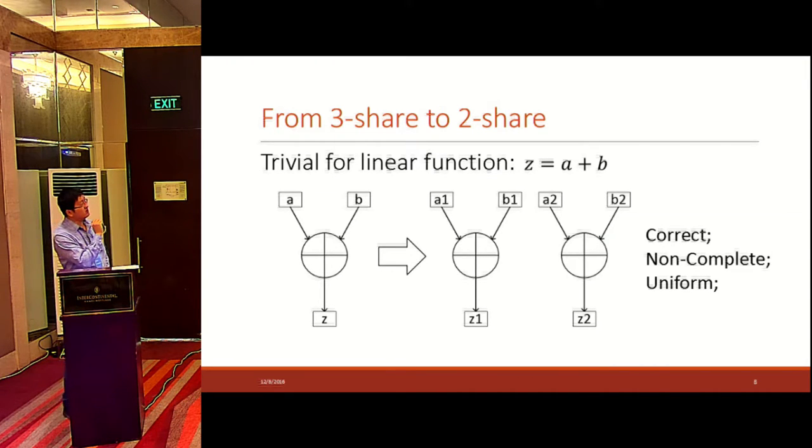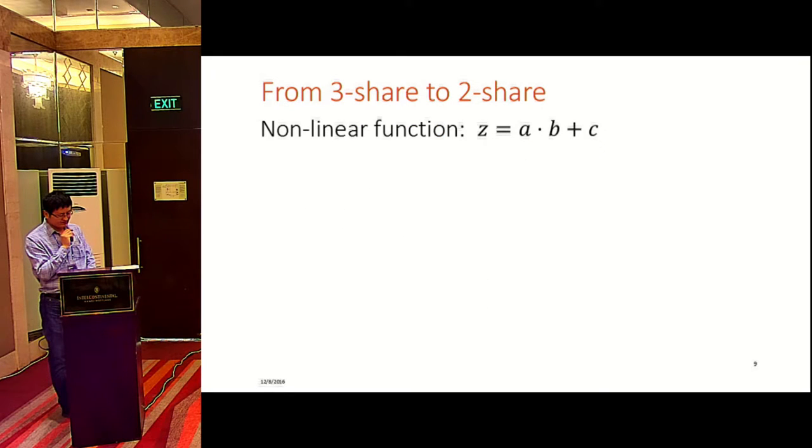Actually, this is not surprising because even in today's three-share TI, people always use two shares for linear functions. It's only when it comes to nonlinear functions that the shares are extended to three shares or more. So the challenging part is the nonlinear function. For example, in Salmon, we have this nonlinear part, which is A times B plus C.